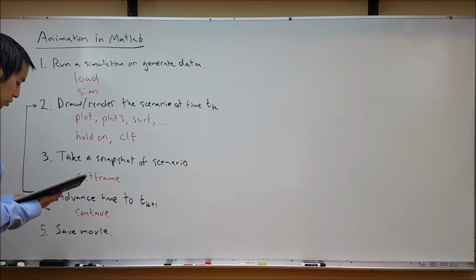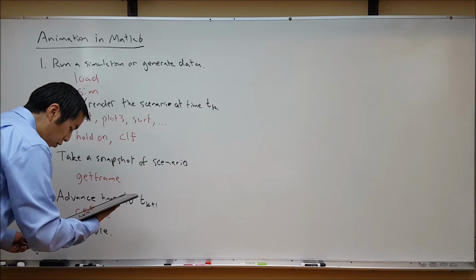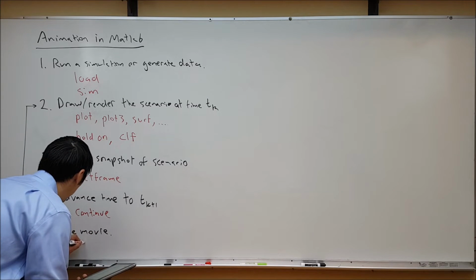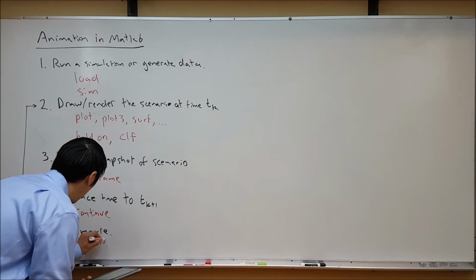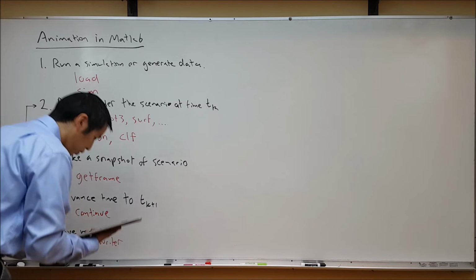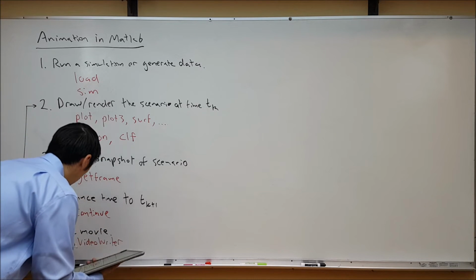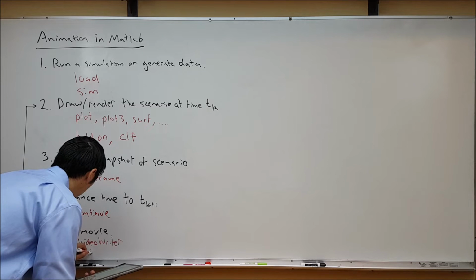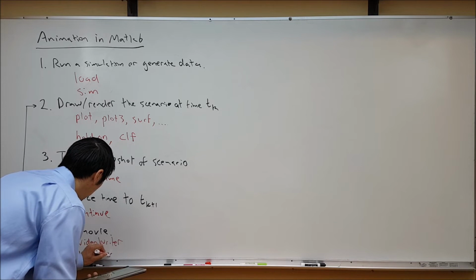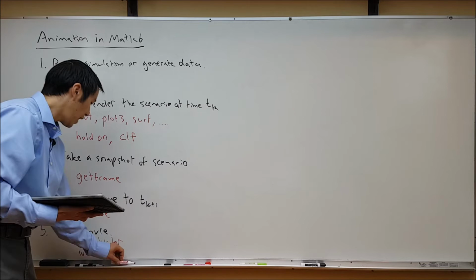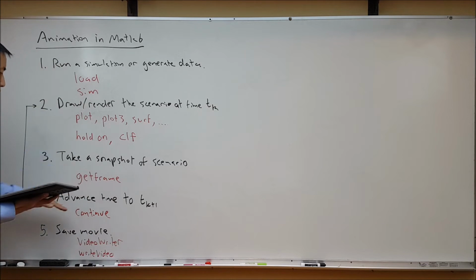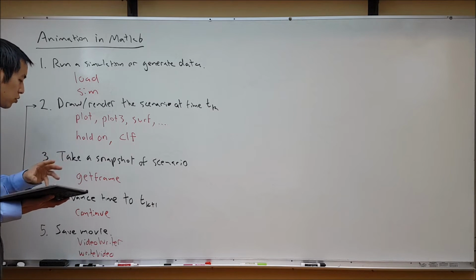And then finally, coming down to saving the movie. To save the movie, you're going to use the VideoWriter class, as well as we're probably going to end up having to use the writeVideo function. Okay, so again, that's the outline of our workflow, as well as some commands that are going to help us put this together into a cohesive functioning script.